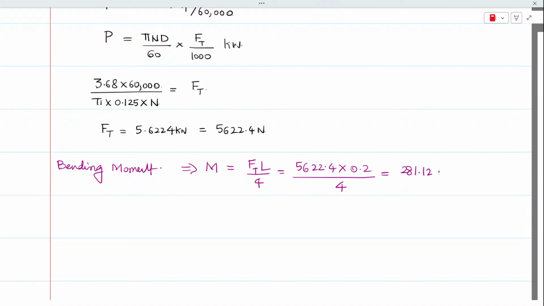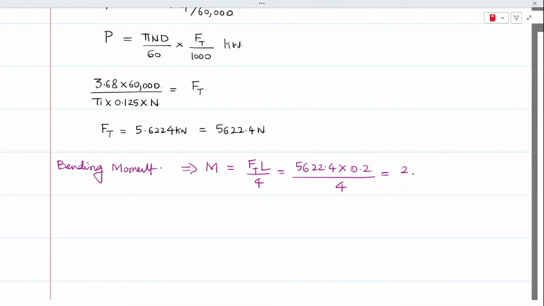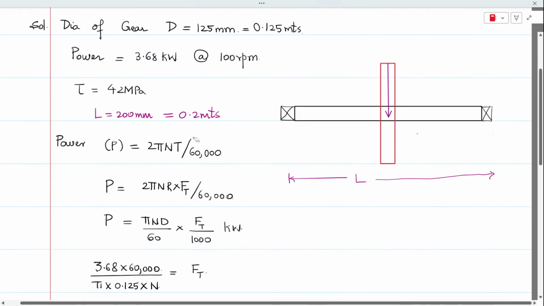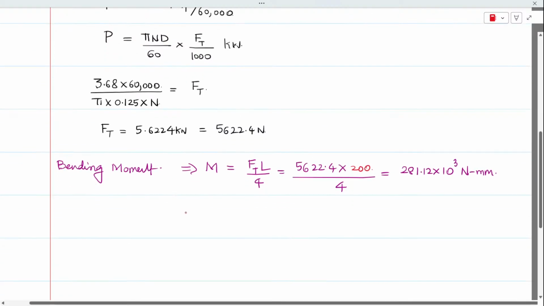281.12 into 10 power 3 Newton mm. Or else we could do one thing, since this length is expressed in meters, we could write it in mm, and straight away we would get this as an answer. Okay, so this will be the bending moment.